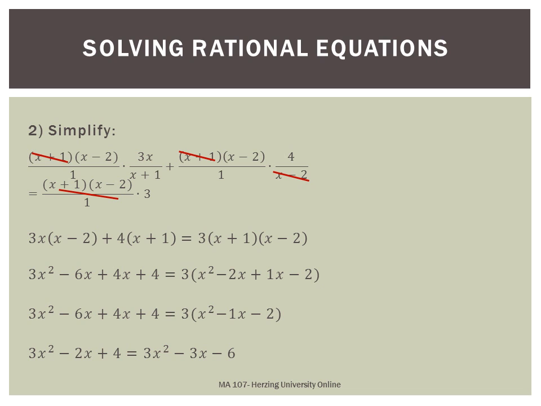Now combine like terms on the right side of the equation. 3x squared minus 6x plus 4x plus 4 equals 3 times x squared minus 1x minus 2. Then distribute the 3 on the right side of the equation to get 3x squared minus 2x plus 4 equals 3x squared minus 3x minus 6.